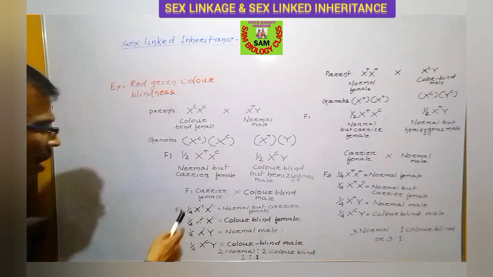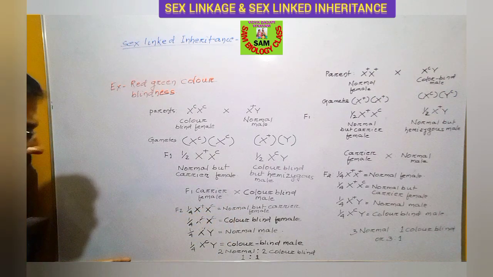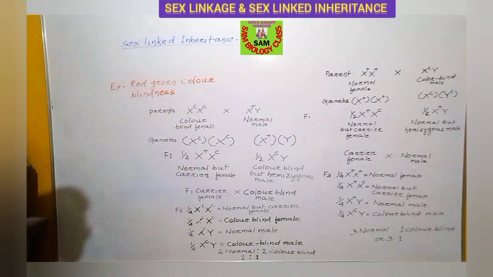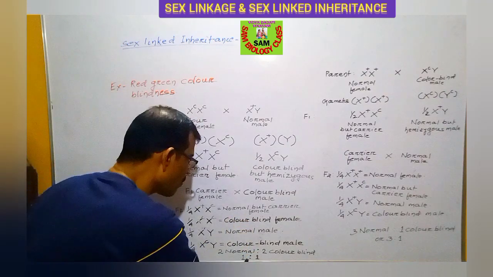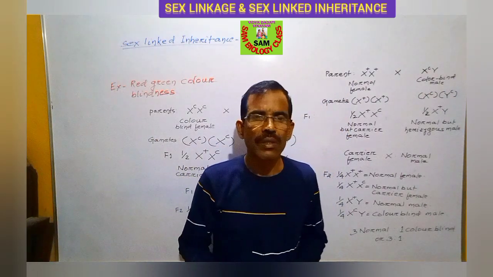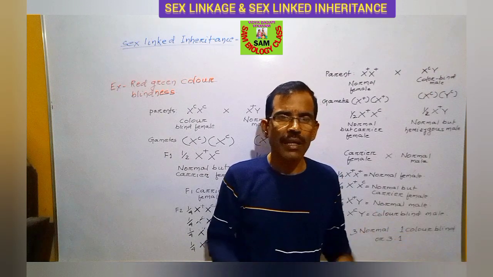But when F1 sons and daughters are inbred, then colorblind and normal individuals are produced in the ratio of 1:1. So friends, this is all about sex linkage and sex-linked inheritance.